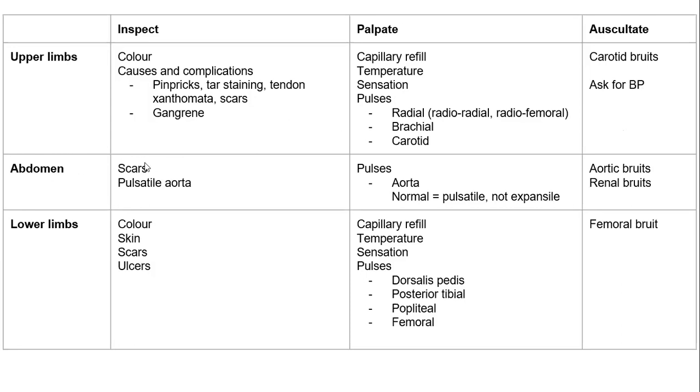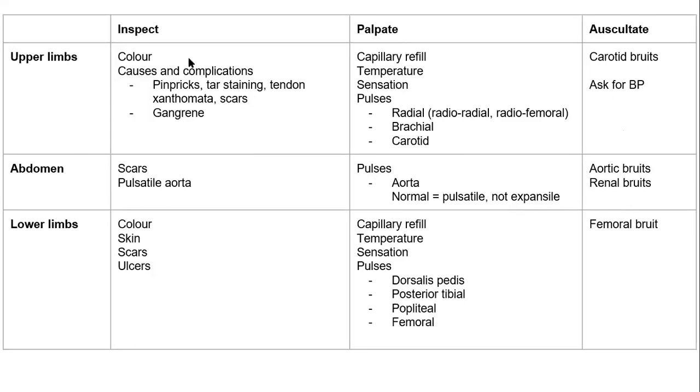Then with the abdomen, you look for any scars of previous surgery. You look to see if there is a pulsatile aorta, which you can see on slimmer people usually, and then you feel the pulses. Here, the only pulse that you're really going to feel is the aorta. You put 2 fingers on it next to each other. You've got to feel it pulse, but the fingers shouldn't be forced apart. That indicates an issue, like an aneurysm. And you listen for the aortic bruit and the renal bruit.